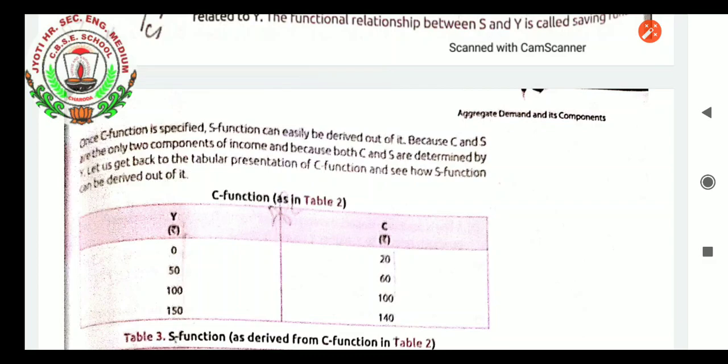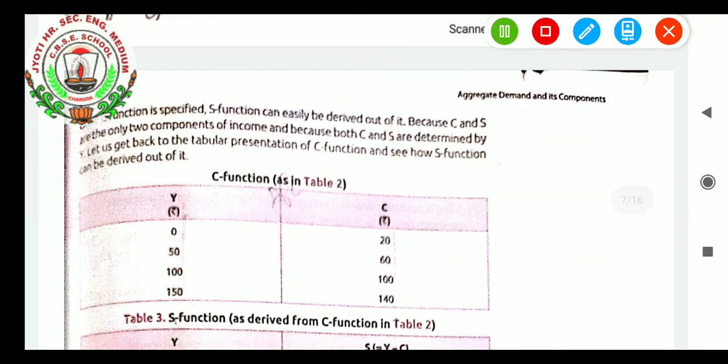Okay. And there is a tabular presentation of the C function, and let us see how the S function can be derived from it. Y is the income of the person. As we learned, autonomous consumption is also there: where the income is zero, still there is consumption in the society. Even where the income is zero, there is still a consumption of 20 units.